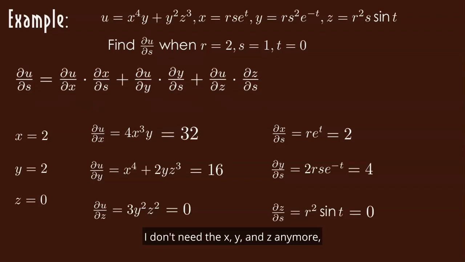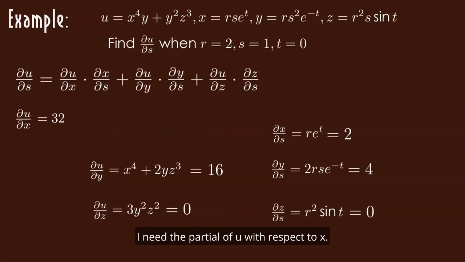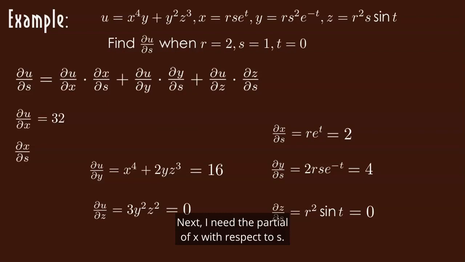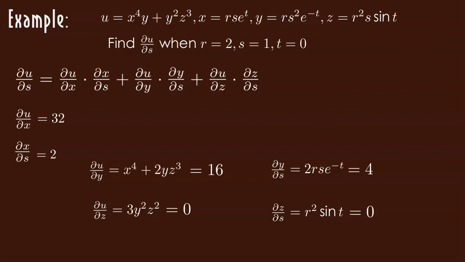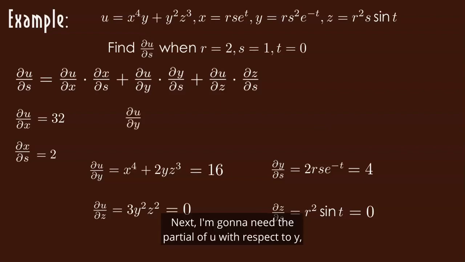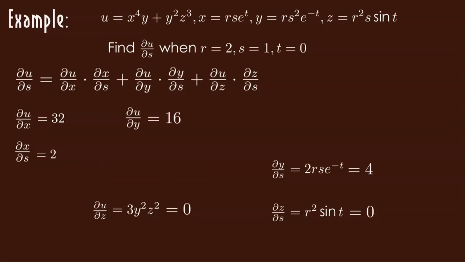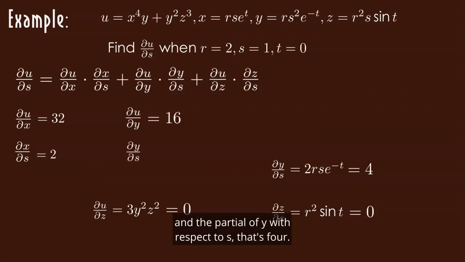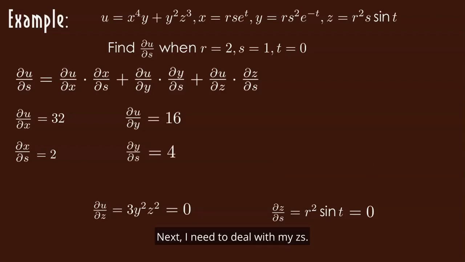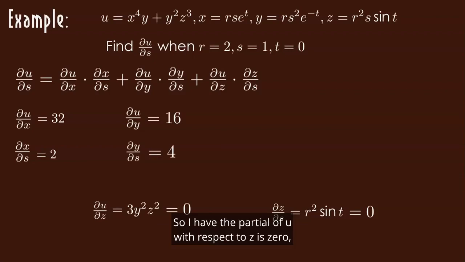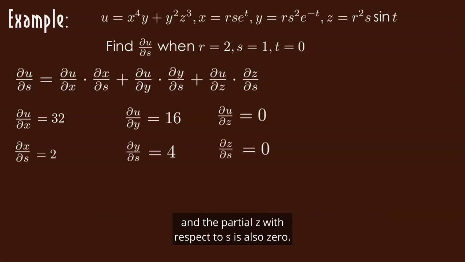I don't need the x, y, and z anymore, so let's get rid of them. I need the partial of u with respect to x. That's 32. Next, I need the partial of x with respect to s. That's over there. That's also 2. Next, I'm going to need the partial of u with respect to y. That's 16. And the partial of y with respect to s. That's 4. Next, I need to deal with my z's. So I have the partial of u with respect to z is 0. And the partial of z with respect to s is also 0.